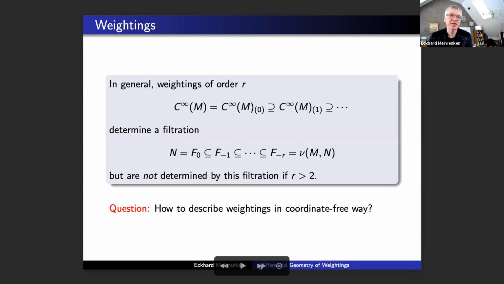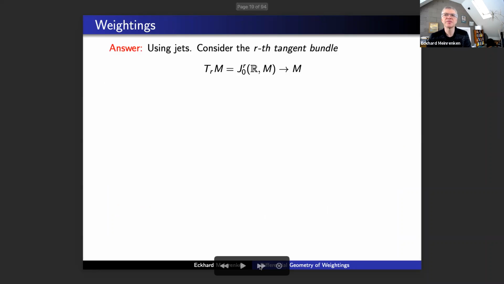Okay, so this is our question now: how to describe weightings in a coordinate-free way. It can be done in terms of this filtration directly, but the answer we came up with was in terms of jet spaces. So what we take as our starting point, motivated by what I just said, is we look at the rth tangent bundle, a higher order tangent bundle.